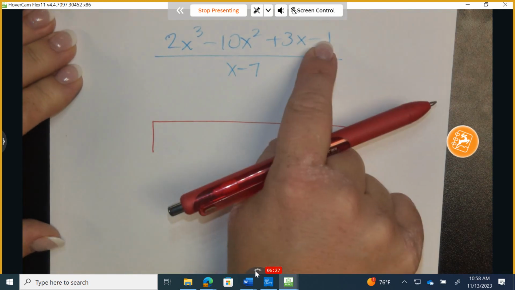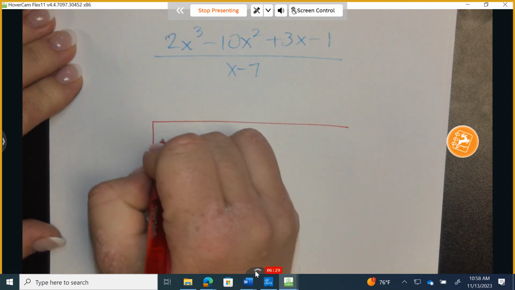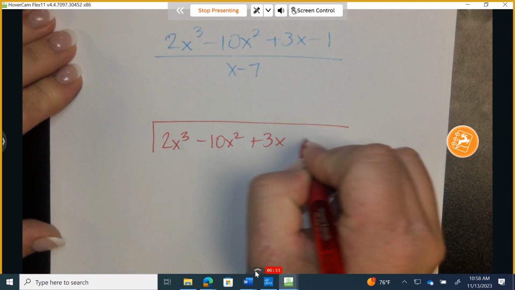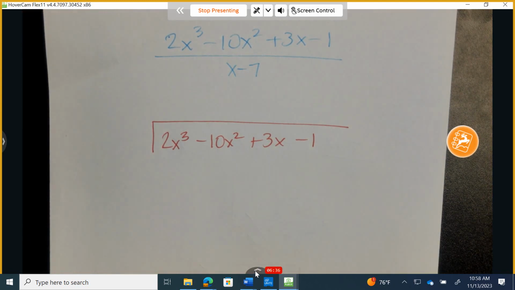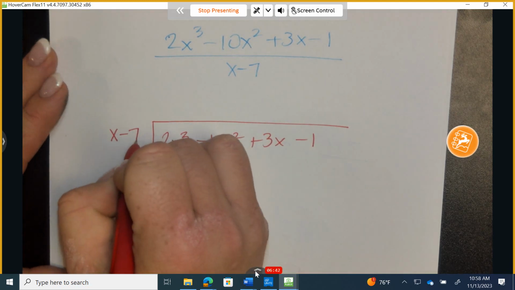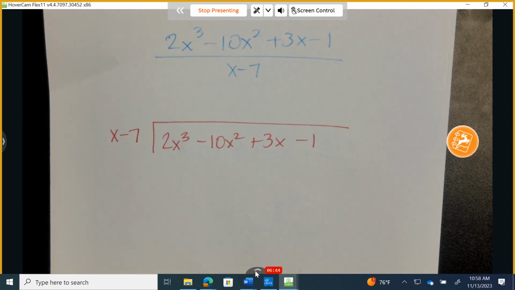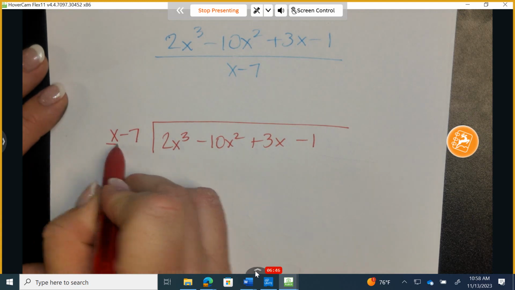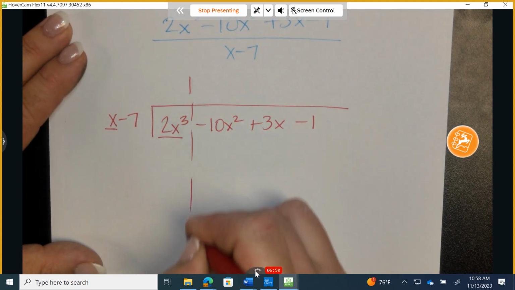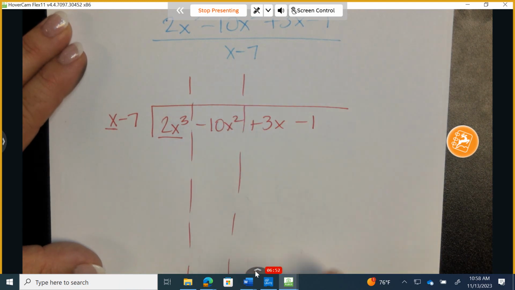The highest exponent on a variable is 3, so this is degree 3. So there's my 3, my 2, my 1, and no x's. Okay, everything's accounted for. Everything has a space. We have not missed out on anything. And the outside is x minus 7. You're doing this with me. Please underline the x and the 2x cubed and make your columns.